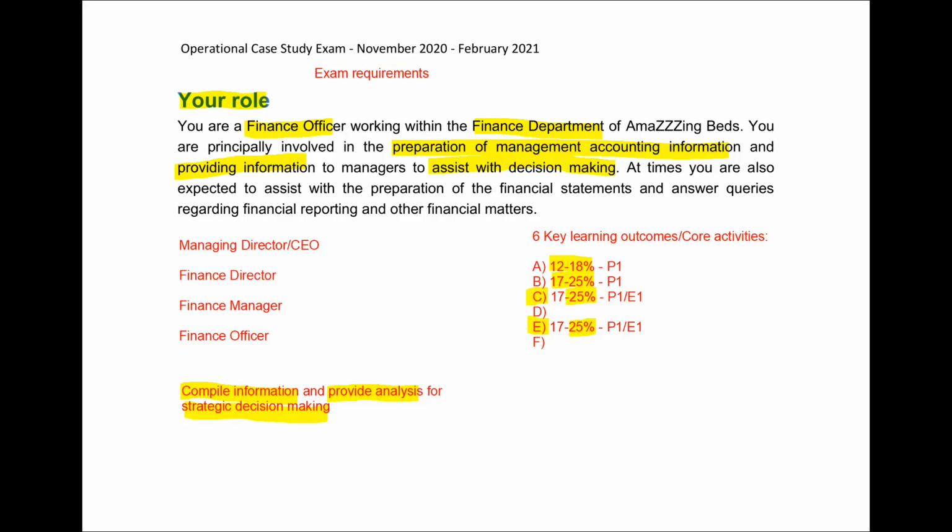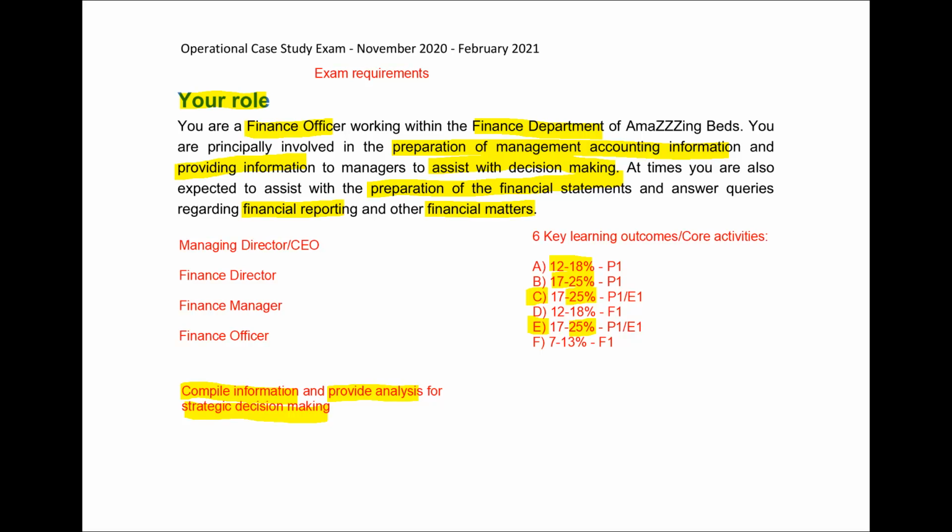Okay, so we've touched on the importance of P1. We've shown how E1 can come into things a little bit. And then in the final sentence of this role profile, we touch on our third syllabus area, which is, of course, F1. Okay, so we're told that at times you are also expected to assist with the preparation of the financial statements and answer queries regarding financial reporting and other financial matters. So this last sentence covers the remaining two of our core activities.